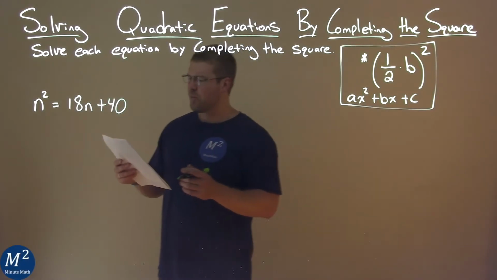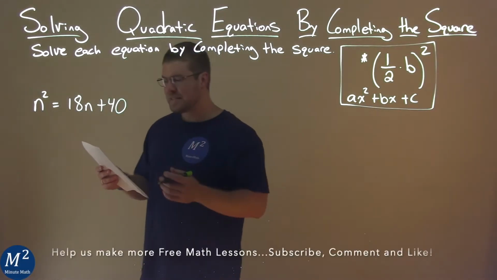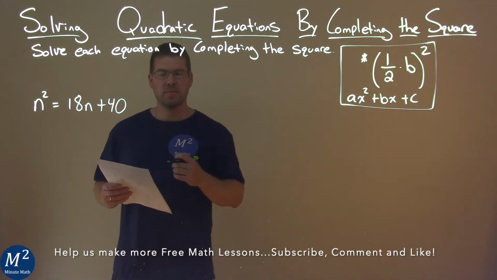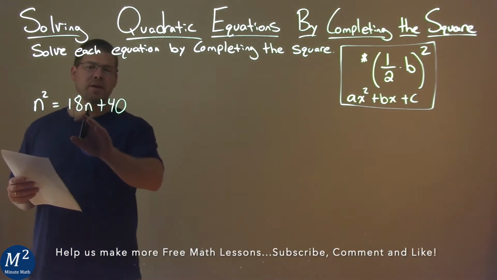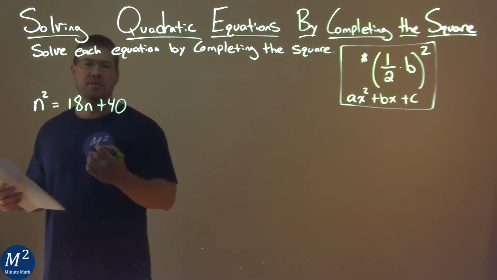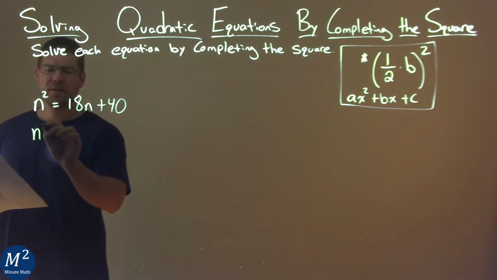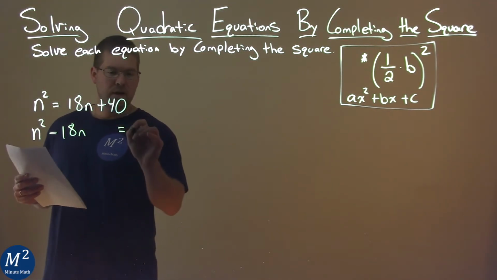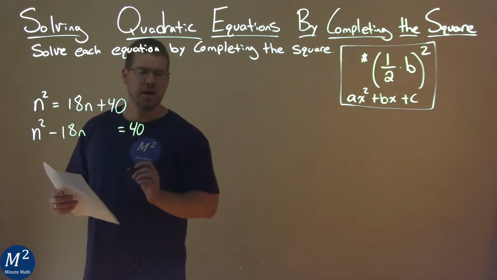We're given this problem right here. n squared equals 18n plus 40. And we need to solve this by completing the square. First thing I'm going to do is take my b value, or 18n, and subtract it and put it to the left-hand side. So in doing that, I have an n squared minus an 18n. I'm going to leave a space here, and then we just have a 40 on the right-hand side.